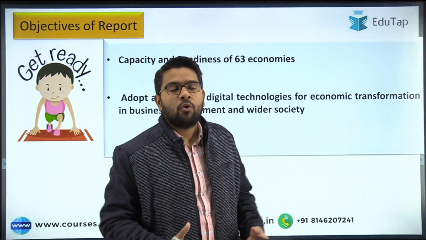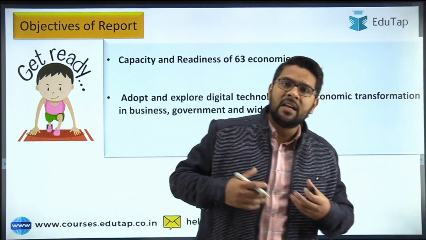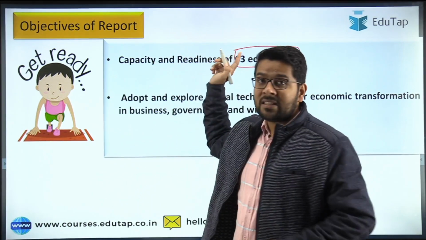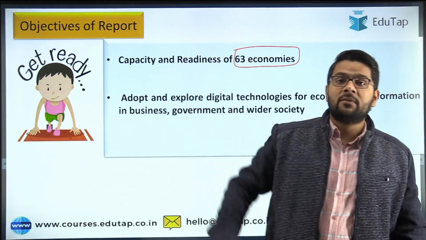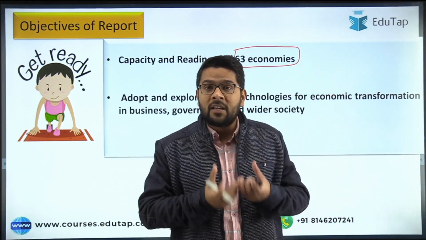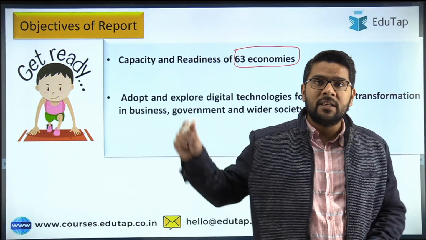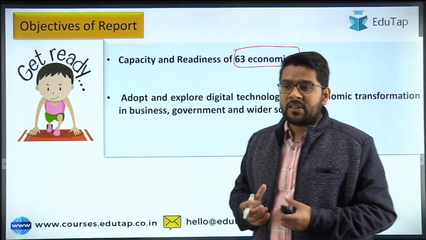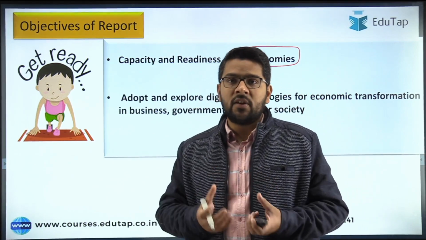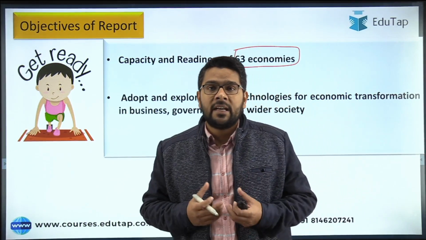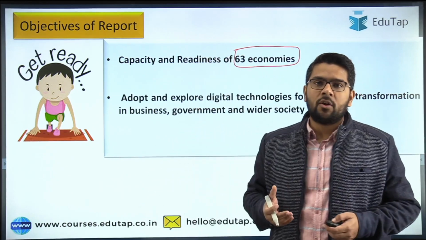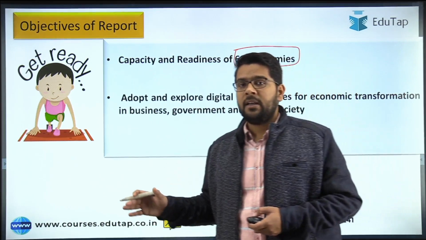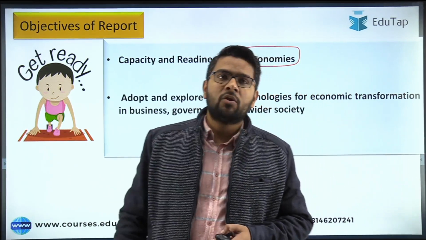So this report is checking the capacities and readiness of different economies, basically 63 economies. This number is important, guys. It can be asked in phase 1 as well as phase 2: how many economies are involved in this competitiveness ranking? The answer is 63 economies. When I say economies, it means countries. So this report is checking the competitiveness and readiness of 63 countries across the globe regarding their adaptability and their tendency to explore different technologies, and their impact on the country's business, government as well as wider society. So this is about the objective of the report.